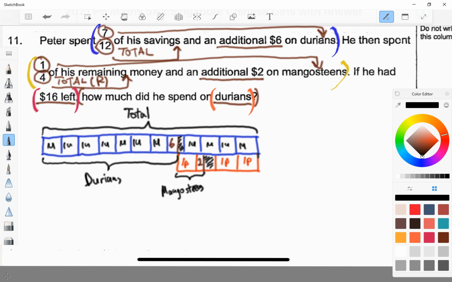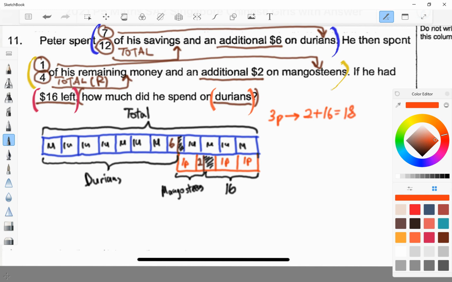And they told us that this person, Peter, has $16 left. Many a time when children get to this stage, they do not know how to proceed. So the whole purpose of drawing the model is to be able to see that from our model, okay, let's focus on the red color portion or the orange color portion. So from the model, we can see very clearly that 3 parts is actually 2 plus 16, giving us 18.